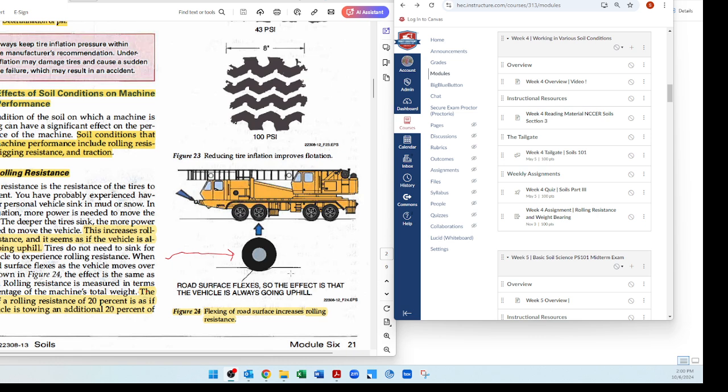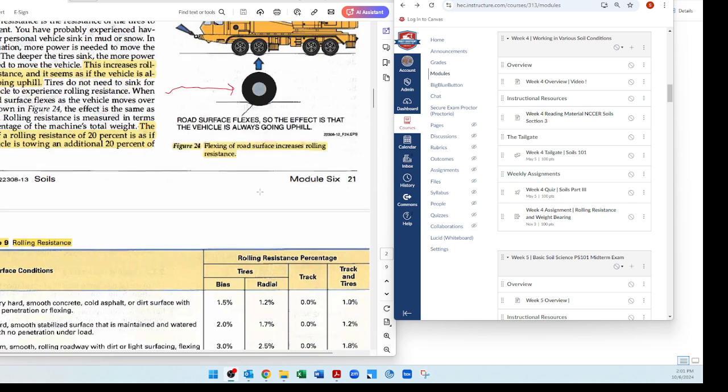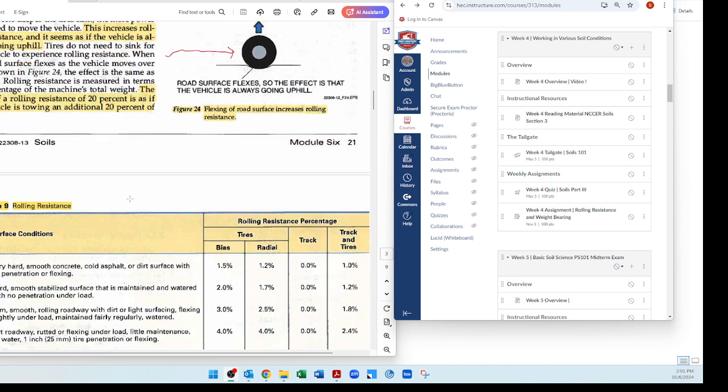The road surface flexes, so the effect is that the vehicle is always going uphill. It reduces your speed. It adds, I want to say imaginary weight, because it doesn't increase the weight, but there is a chart that will tell you that your rolling resistance is equal to adding this many pounds more to the existing weight that you have. Now, let's see if we're going to get to that point pretty quick. There it is. There's your chart of rolling resistance.